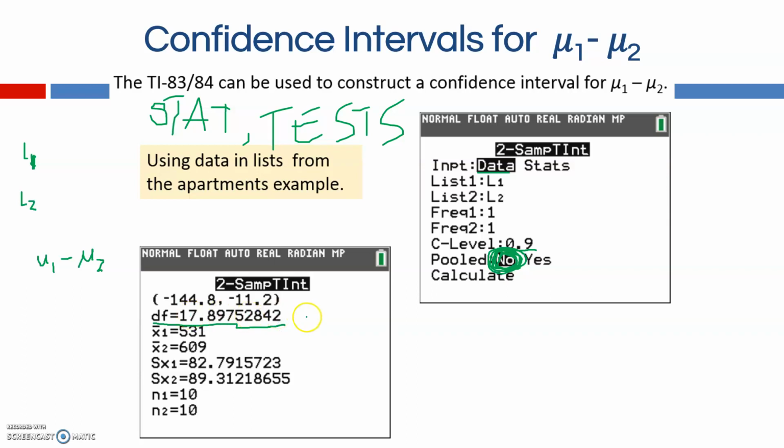And again, it's a very complex calculation that is just not necessary because we have the technology to do this. So df is 17.8975. Here are the two x-bars from the sample, and it does all the work for you. So I highly encourage you to do this. All right, let's look at one more example.